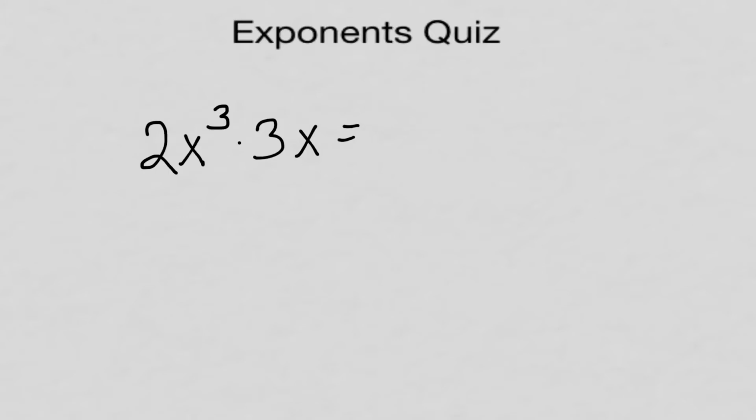Number 3, got a little something different here. We've got 2x cubed times 3x. If x is by itself, it's x to the first. So multiplying the coefficients, 2 times 3 is 6. My x's, I've got x cubed times x to the first. Or I can just add the exponents, it's going to be x to the fourth.